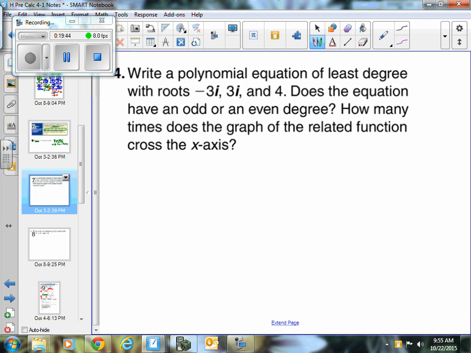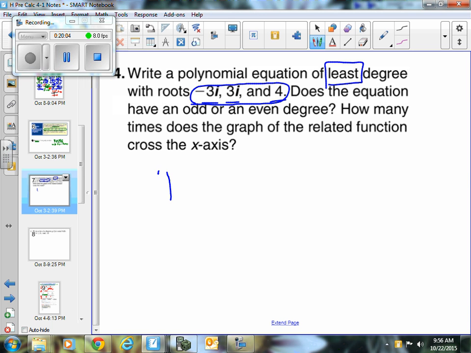All right, so take a look at this example then. We have 3 different roots that they're giving us. They say write a polynomial equation of least, super important, least degree. What that means is these are the only solutions you can have. Nothing's repeating, there's no doubling, nothing like that. It's just those three roots. Write that polynomial, what would it look like? And then we'll talk about what that means.